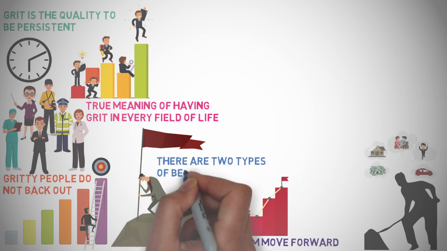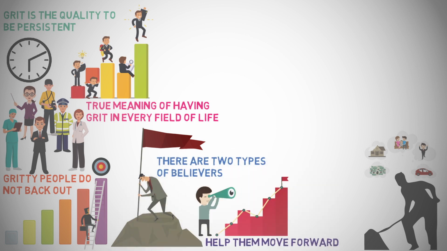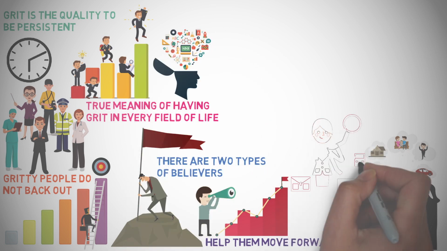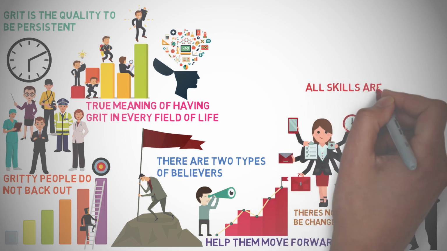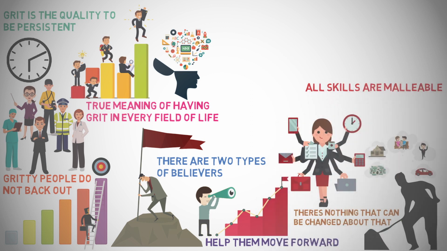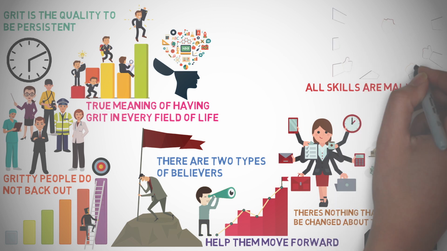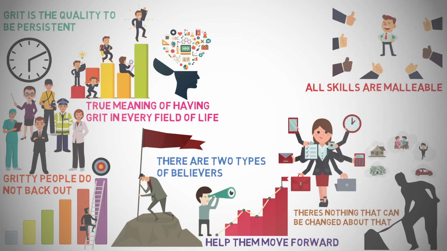There are two types of believers. One who only believes in the innate abilities. They believe that a person is either born with certain skills or lacks those innate skills. There's nothing that can be changed about that. The other category is the one who believes that all skills are malleable. The ones belonging to the second type of believers are the gritty ones who succeed in their lives.